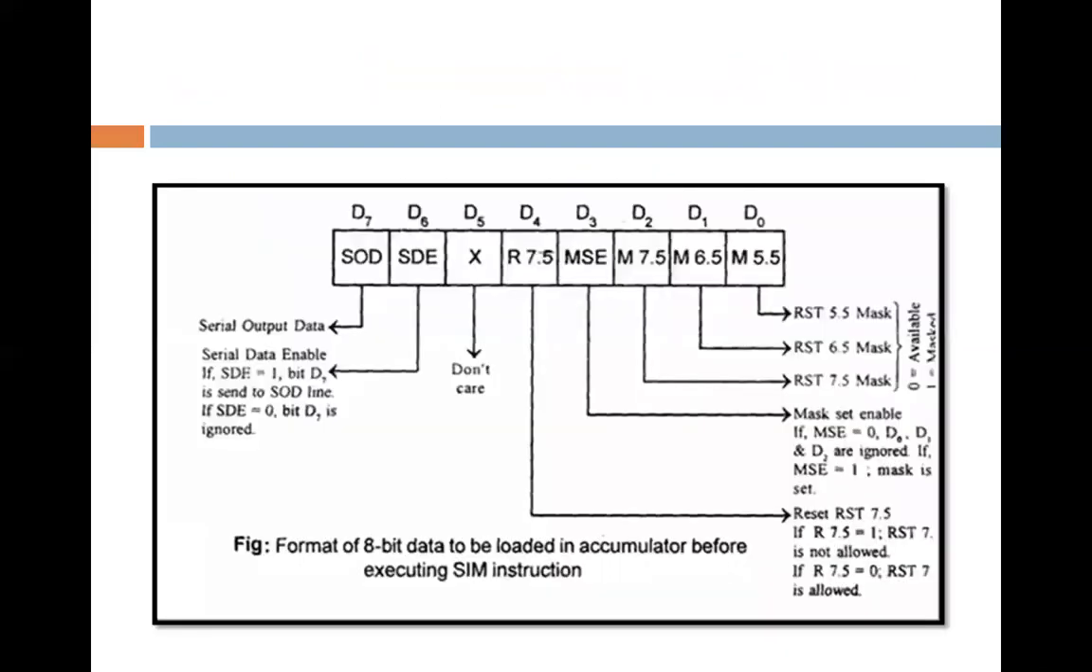This is the pattern or format for SIM. It consists of a total of 8 bits. RST 5.5, 6.5, 7.5 are respectively the D0, D1 and D2 bits. The D3 bit is MSE, mask set enable. D4 is an additional control for RST 7.5. D5 is a don't care. D6 is serial data enable, and D7 is serial output data.